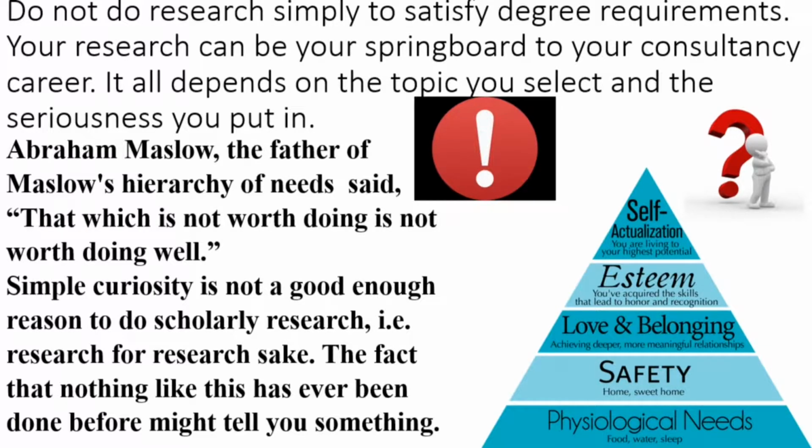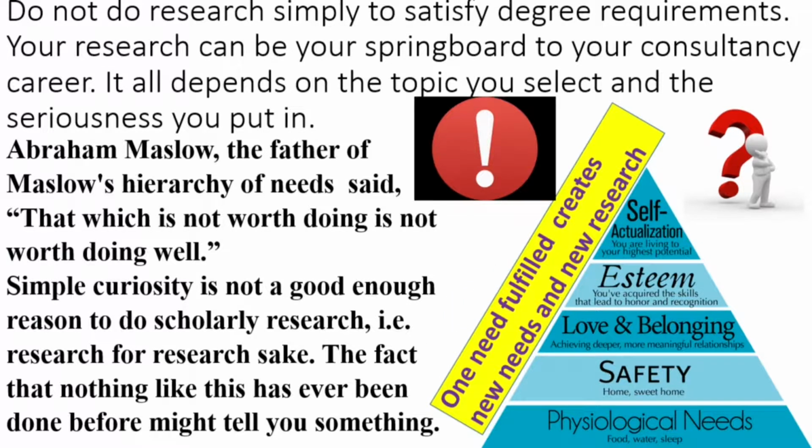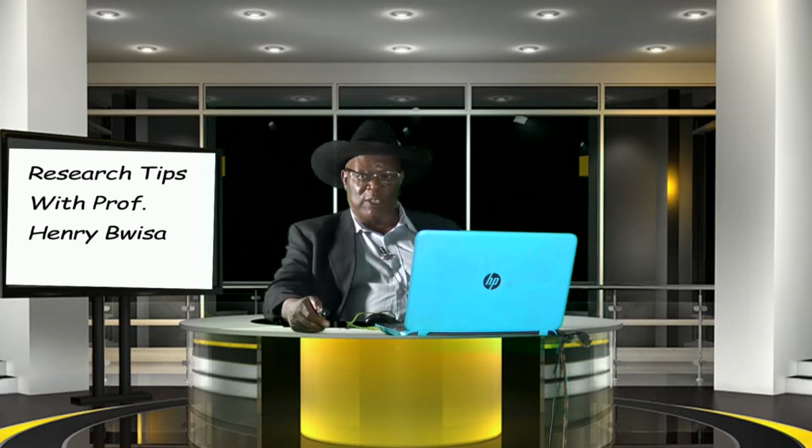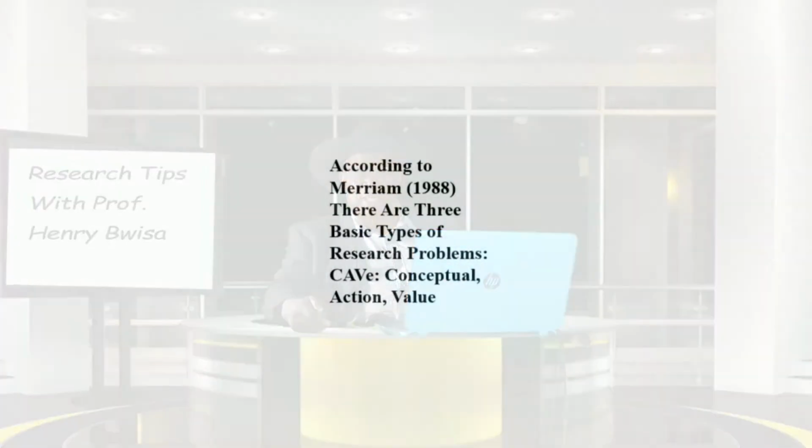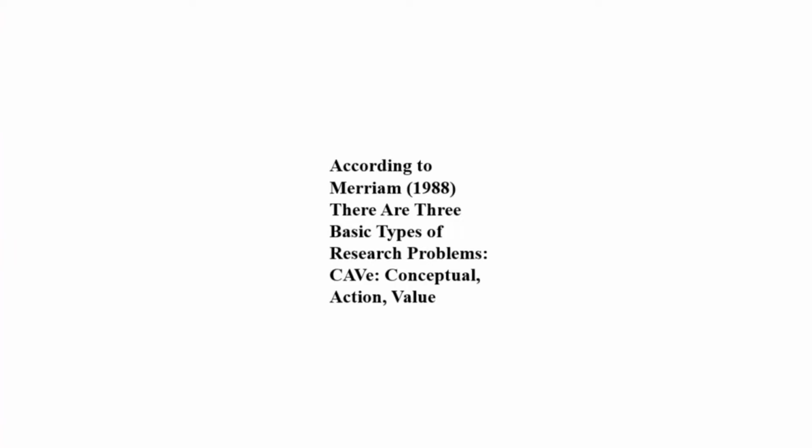Look at that Maslow's hierarchy of needs. We are taught and told that when one need is fulfilled, it creates new needs and therefore new research. So look around and see. Last time we talked about SMEs. Maybe you addressed training, and when the issue of training was solved, probably market cropped up. So research can be generated out of those Maslow's hierarchy of needs.